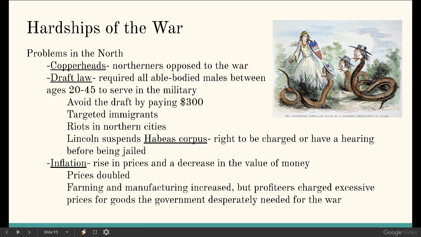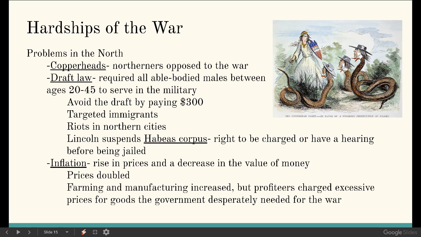In the North, there was also a lot of discontent. Some Northerners opposed the war, and they were called Copperheads after the snake. The North also had the draft law instituted. So any able-bodied men between the ages of 20 and 45 were required to serve in the military.